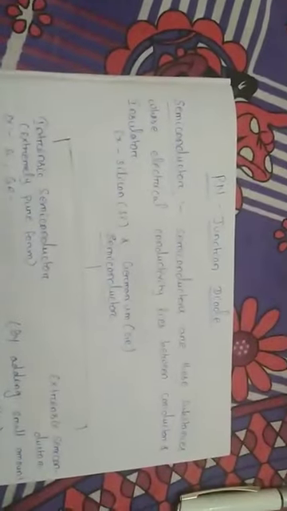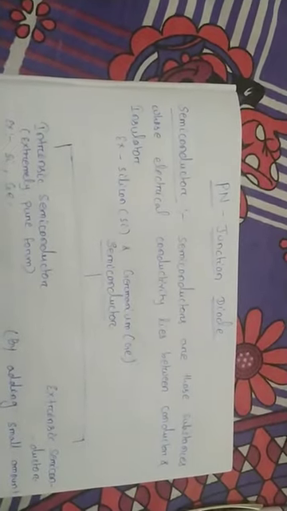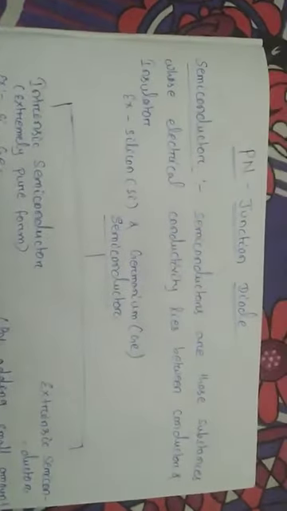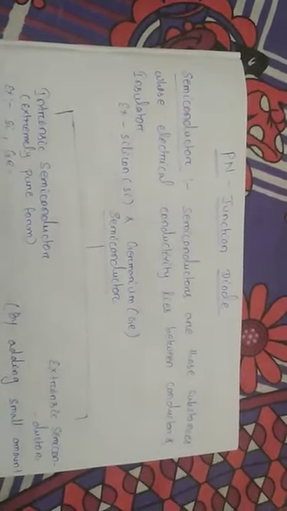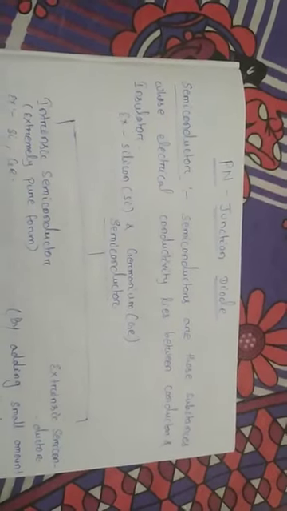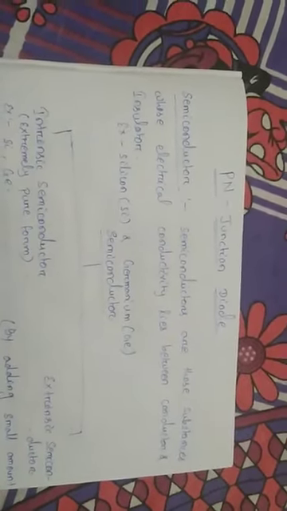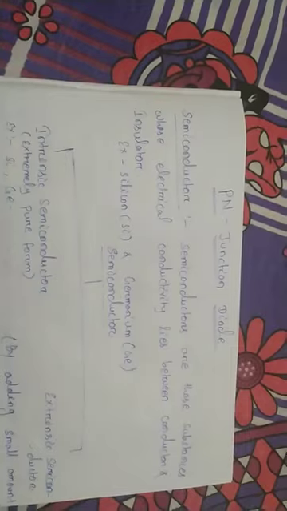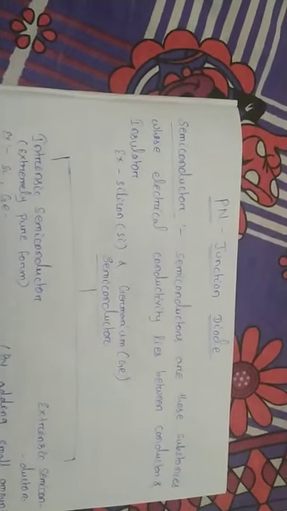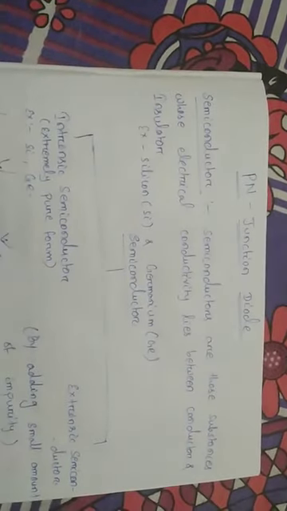So, before going through the PN junction diode, let us discuss some previous parts, that is semiconductors. What are semiconductors? Semiconductors are those substances whose electrical conductivity lies between that of conductor and insulator. That means this electrical conductivity is lower than conductors and higher than insulators. Examples of semiconductors are silicon and germanium. These two semiconducting materials are most commonly used.